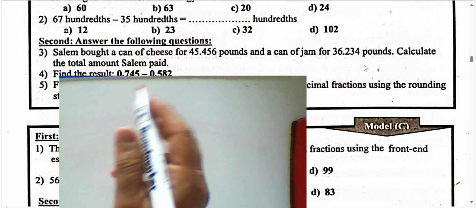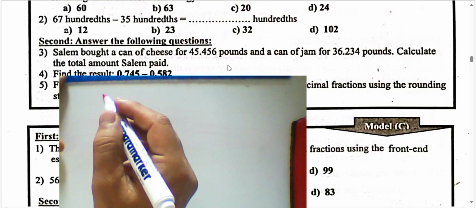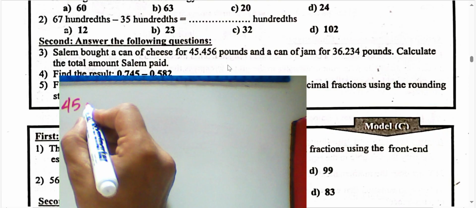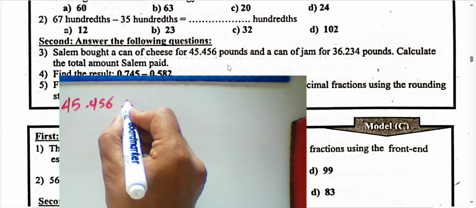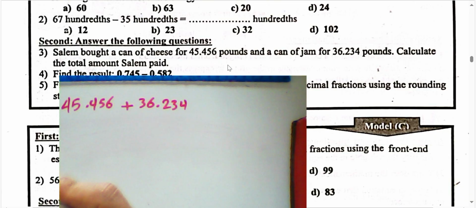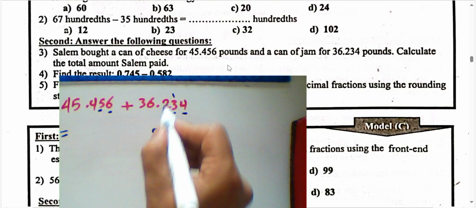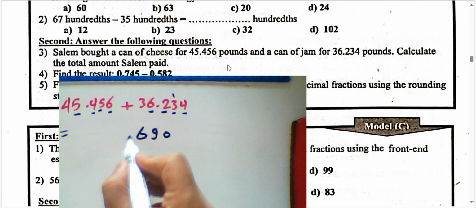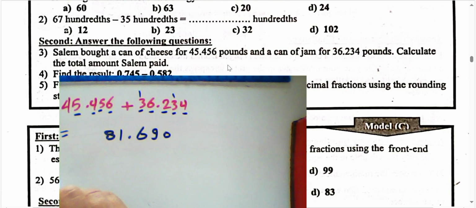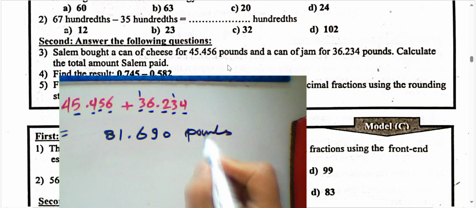Salim bought a can of cheese for 45 and 456 thousandths pounds and a can of ham for 36 and 234 thousandths pounds. Calculate the total amount altogether. Write 45 and 456 thousandths plus 36 and 234 thousandths. 4 plus 6 is 10, 0 and carry 1. 4 plus 5 equals 9. 2 plus 4 equals 6. 6 plus 5 is 11, 1 and carry 1. 3 plus 1 is 4, 4 plus 4 equals 8. 81 and 690 thousandths, and write pounds. You can also cancel the 0 here.